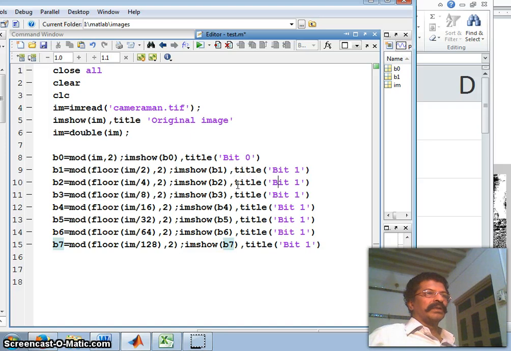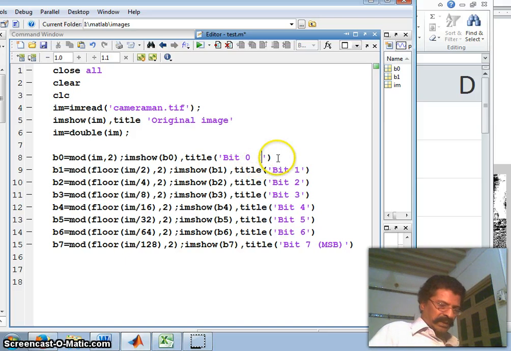So here I call this bit 0, bit 1, this is bit 2, and this is bit 3 from the left hand side, bit 4 from the left hand side, bit 5, and this is bit 6, and this one is of course bit 7. Bit 7 is your most significant bit, whereas your bit 0 is your least significant bit, where the values are very small. If at all it is lost, it is a plus or minus 1 value only.